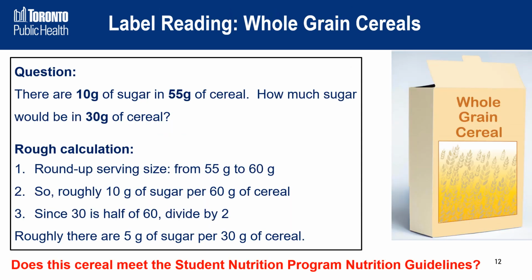Let's do a rough calculation. There are 10 grams of sugar in 55 grams of cereal. How much sugar would be in 30 grams of cereal? We can round up the serving size to 60 grams to make the calculation easier to do in our heads. So roughly, we have 10 grams of sugar per 60 grams of cereal. If we divide these numbers by 2, then we have roughly 5 grams of sugar per 30 grams serving of cereal. Would this meet the Student Nutrition Program guidelines?